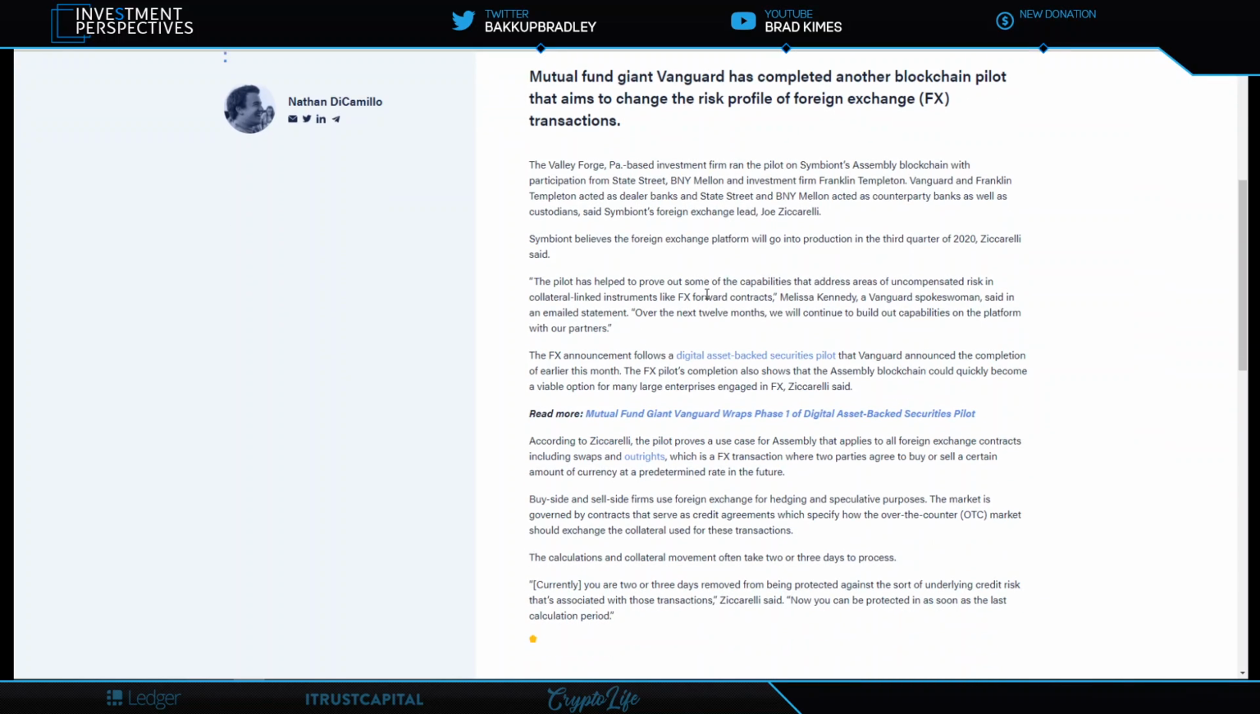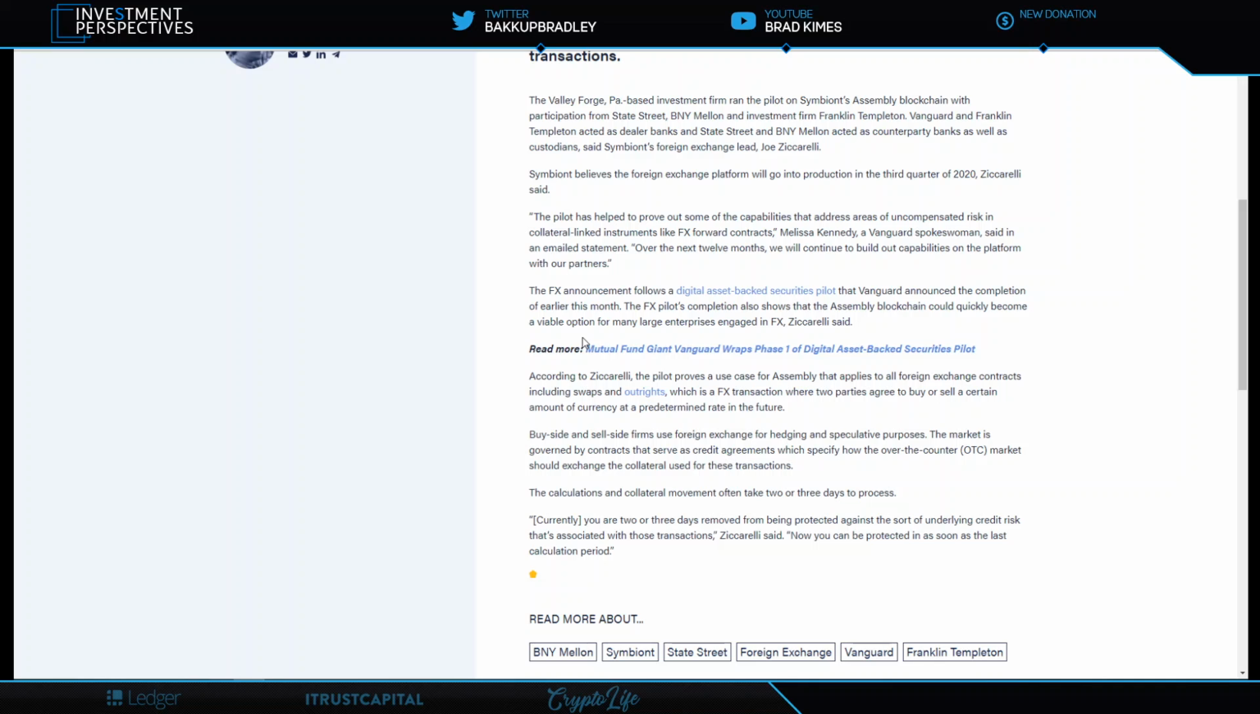The pilot has helped to prove out some of the capabilities that address areas of uncompensated risk and collateral-linked instruments like FX forward contracts. Melissa Kennedy, a Vanguard spokesman, said in an emailed statement, "Over the next 12 months, we will continue to build our capabilities on the platform with partners." The FX announcement follows a digital asset-backed securities pilot, which we just covered, that Vanguard announced the completion of earlier this month.